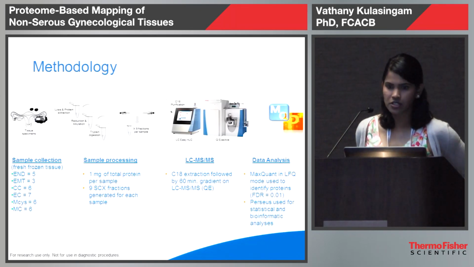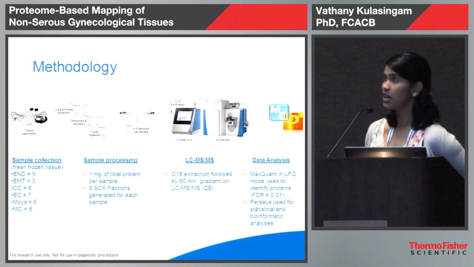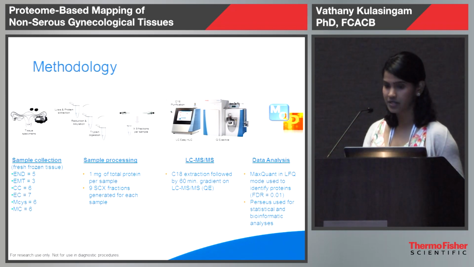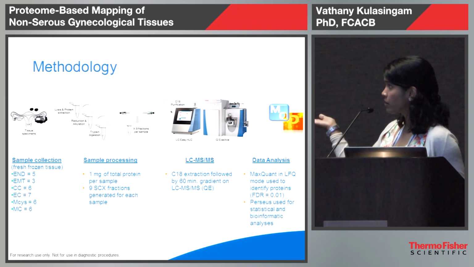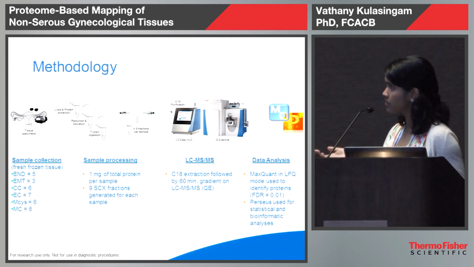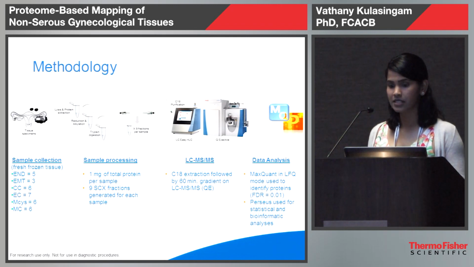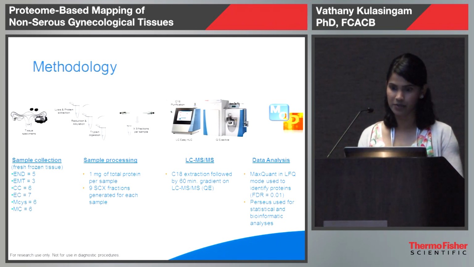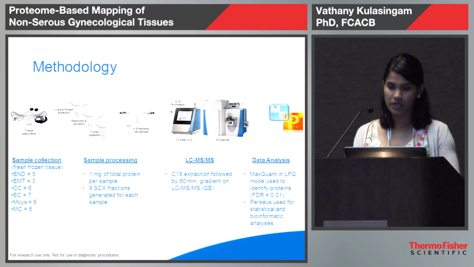Our methodology consisted of getting fresh frozen tissue from the various subtypes or categories. So I have normal endometrium, endometriosis, which is the benign condition, clear cell carcinoma, endometrioid carcinoma, and mucinous cyst adenoma, which is a benign condition for mucinous carcinoma. With these tissues, we digested them, did offline fractionation into 9 fractions, and then put them onto the Q-Exactive mass spectrometer for data-dependent acquisition and identifying the proteome.